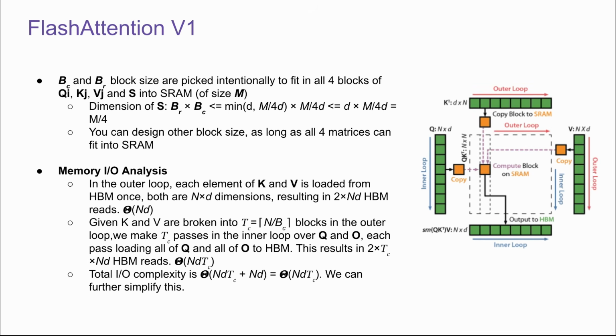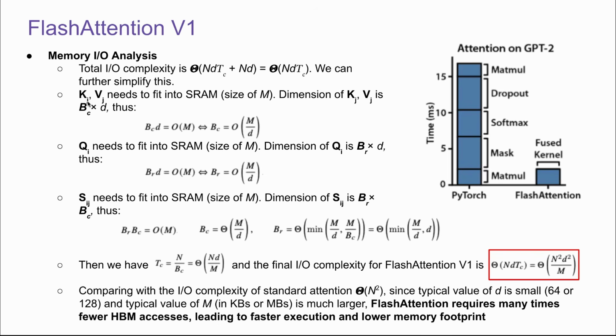We can further simplify this if we make TC a function of n and d. Since K_j and V_j need to fit into SRAM, and the dimension of K_j and V_j is BC by d, we have this formula. BC is big O of M over d. Similarly, Q_i needs to fit into SRAM, and the dimension of Q_i is BR by d.